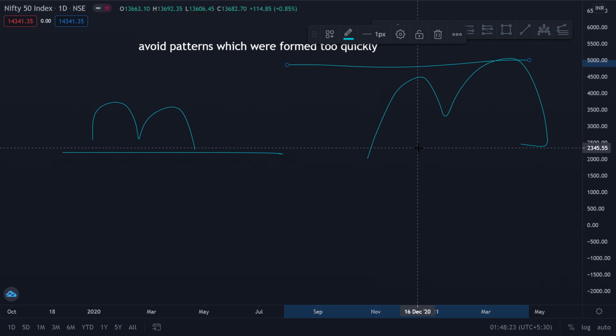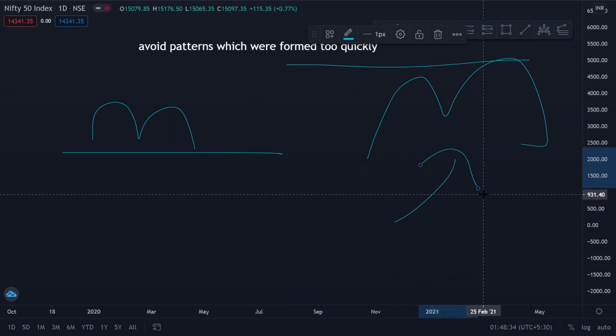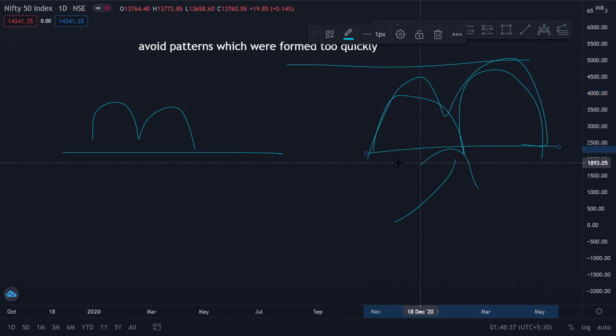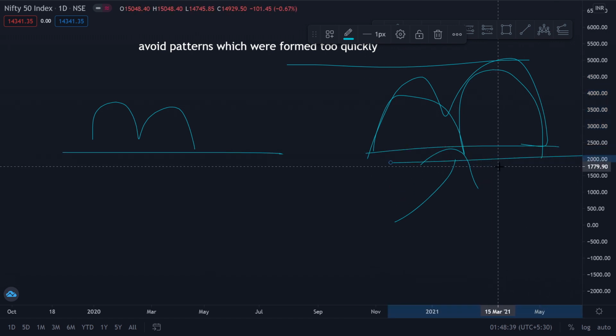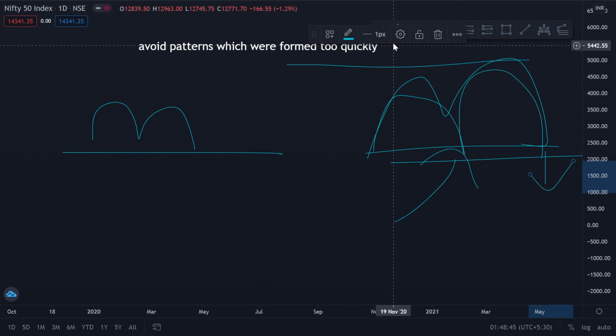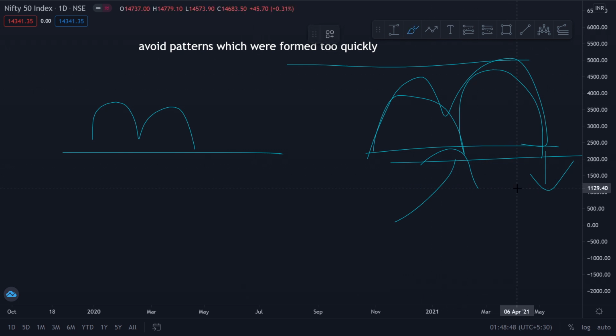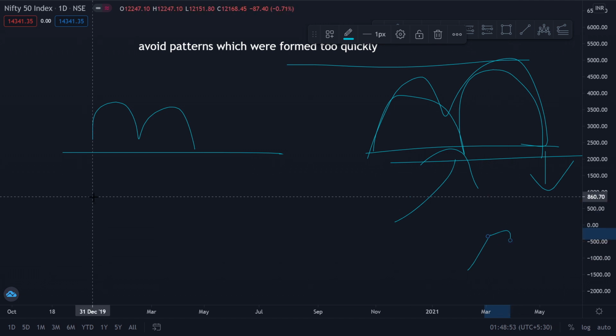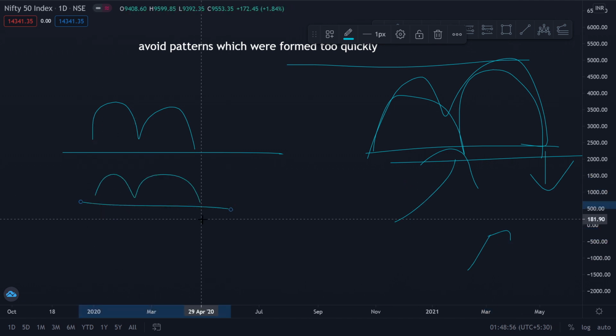Which one in this case would have the higher probability of breaking down and giving us a successful pattern? Here, the second one would give you a higher probability because it took longer to form, which means more and more people are looking at this chart and waiting to short sell this market as soon as there is a breakdown. As soon as the price breaks down, the number of people shorting the market will be very high compared to the first one, which was formed in maybe 5 to 10 days. So the probability of that one breaking down would be relatively lesser.